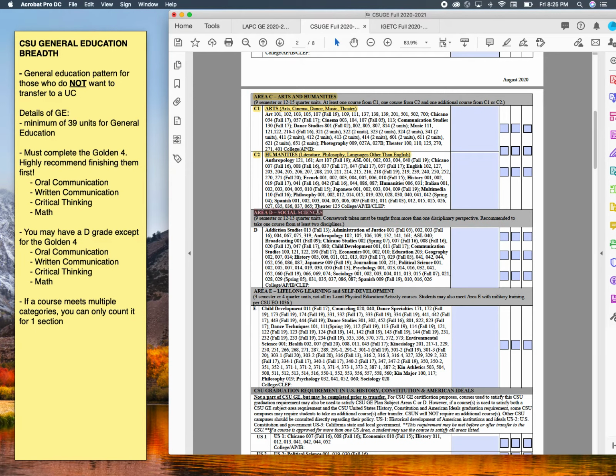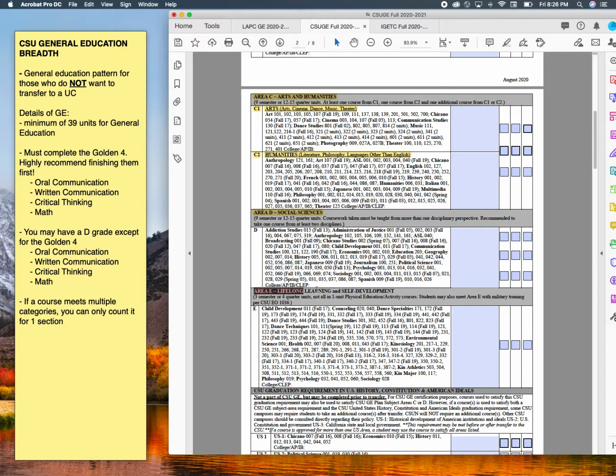Area D, this is the social sciences, okay? 9 semester units. Coursework must be taught from more than one disciplinary perspective, okay? So what that means is you have to take one course from at least 2 different disciplines. What they mean by disciplines is 2 different subjects. So you can't have all of your classes in one subject. So you can't have everything in sociology, okay? No, no, no. You can't have all 3 classes in there. 2 could be in there, and then the last subject has to be another subject in here. So 3 classes from at least 2 different subjects, okay?